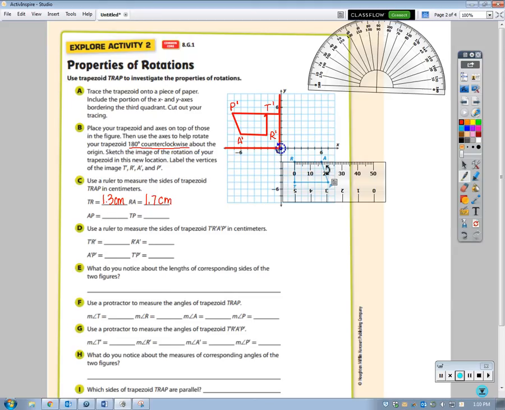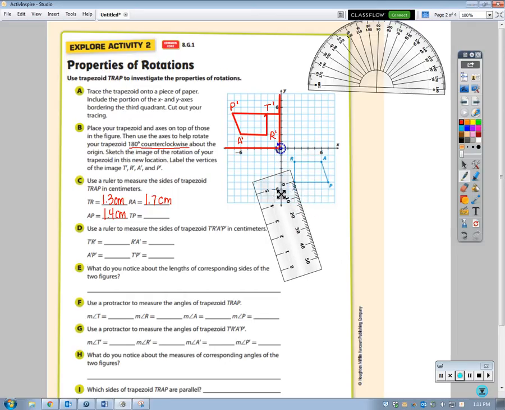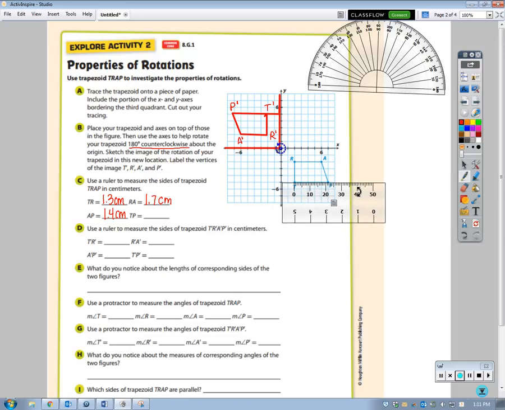Measure side AP, which is this one right here. So I'm going to drag the ruler here, and then spin my ruler. AP, which looks like, okay, that's 1 centimeter. Let's see, let's line this up. Almost 1.5, looks like it's about 1.4 centimeters. And then I'm going to measure side TP, which is my long one. So I'm going to put that down here, rotate my ruler. I'm looking at about 2.1 or 2.2? Looks like right about 2.2 centimeters.